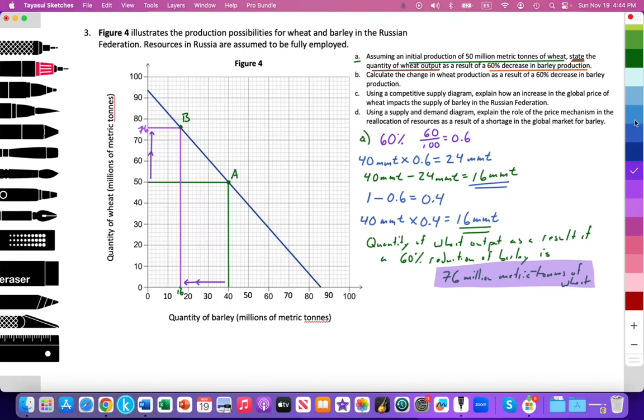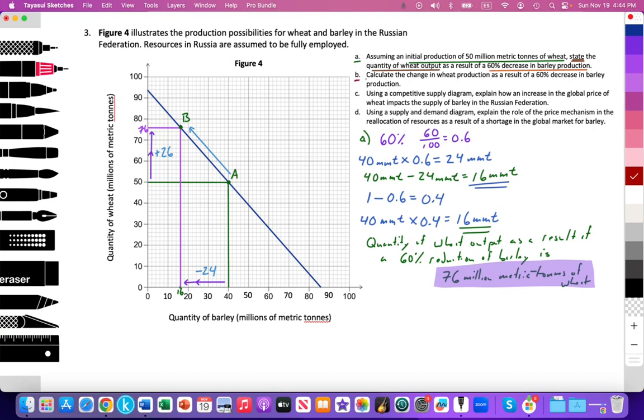So we're reallocating resources from point A to point B. We're moving along the production possibilities curve from A to B. And we can see that 40 to 16 is a 24 million metric ton decrease. And then from 50 to 76, that is a 26 million metric ton increase. Great. So now let's move on to the next question.